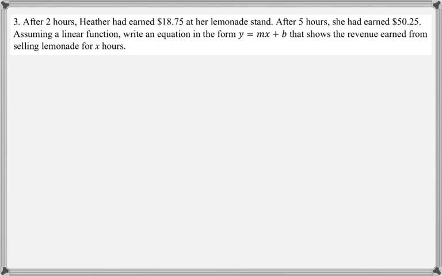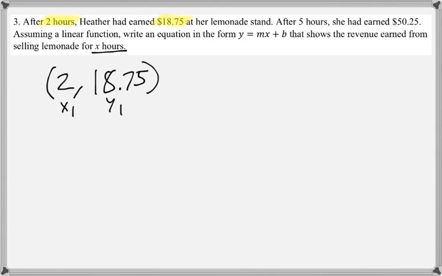So for here, we're given a lot of information, and it says after 2 hours Heather had earned $18.75. Now x is in hours and the dollars are the y value. So because this 2 hours is associated with the $18.75, that's like a point. So 2 and $18.75, that would be like your x1 and your y1.